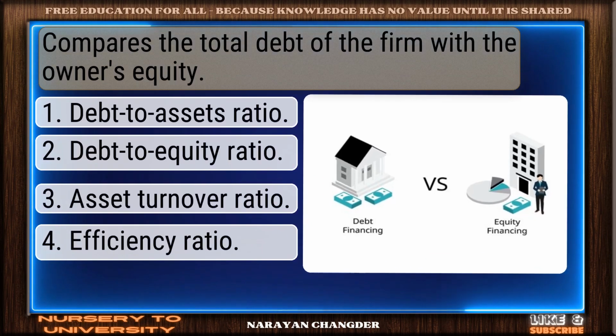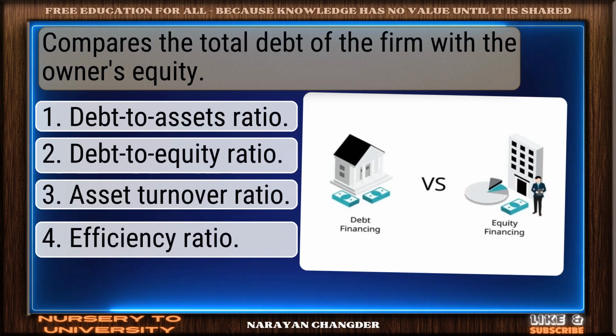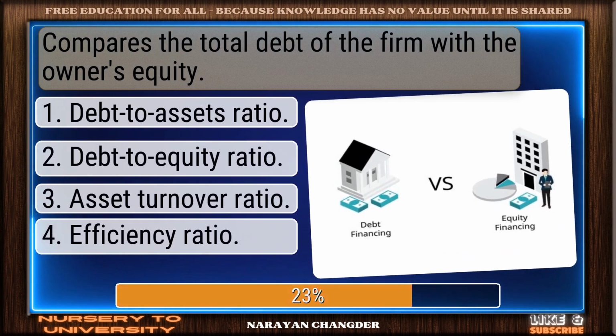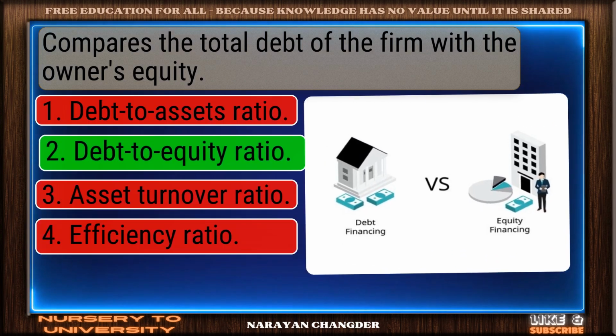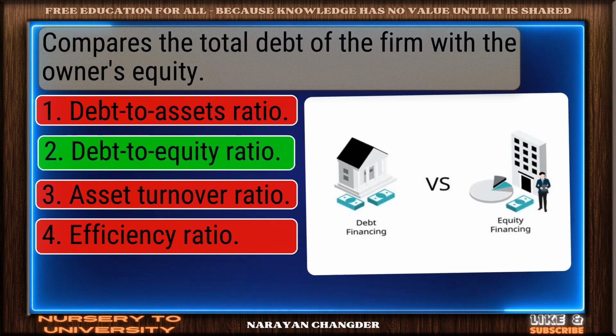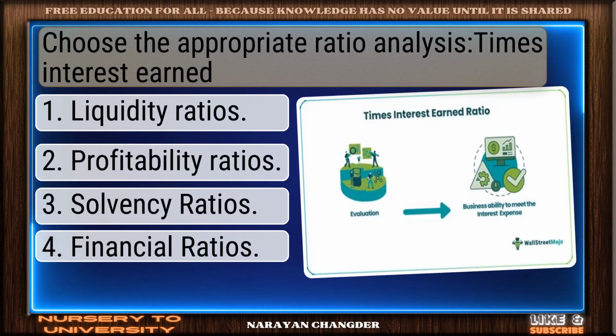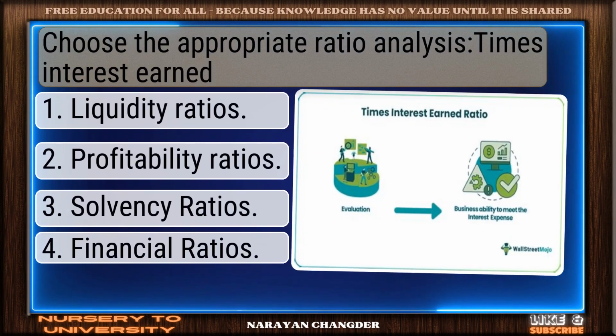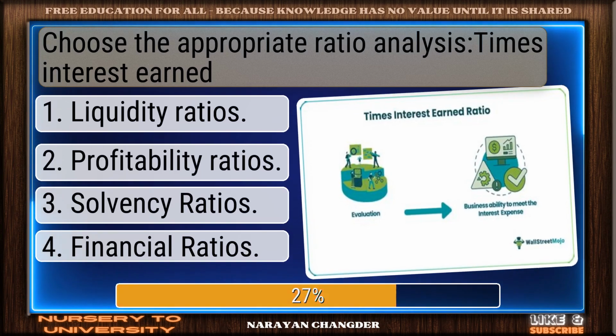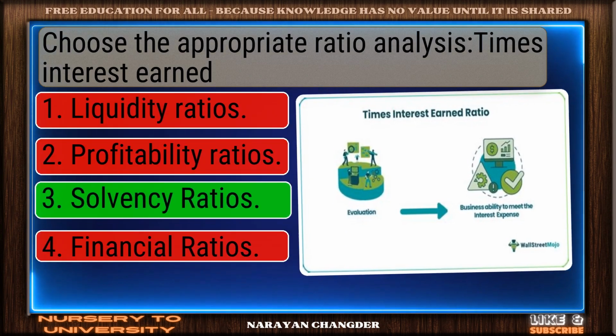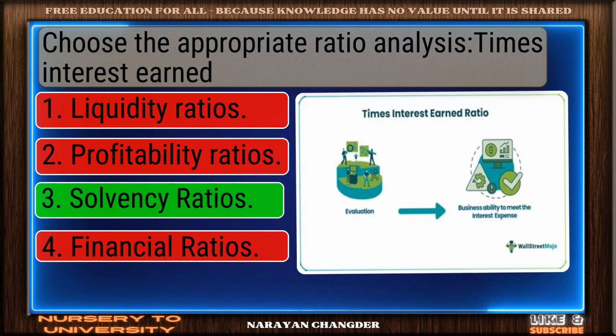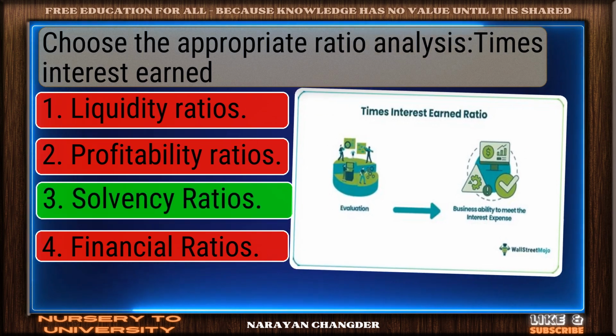Compares the total debt of the firm with the owner's equity. Right again. Debt to equity ratio is a valid answer. Choose the appropriate ratio analysis. Times interest earned. Well reasoned. Solvency ratios is the correct choice.